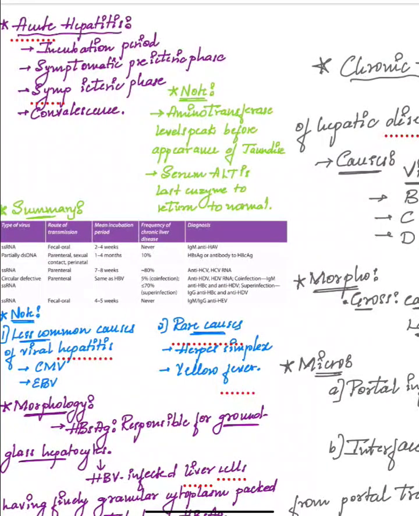Acute hepatitis has four phases: the incubation period, the symptomatic pre-icteric phase, the symptomatic icteric phase, and the convalescence phase. There is an important note to remember. Aminotransferase levels peak before the appearance of jaundice. Serum ALT is the last enzyme to return to normal.